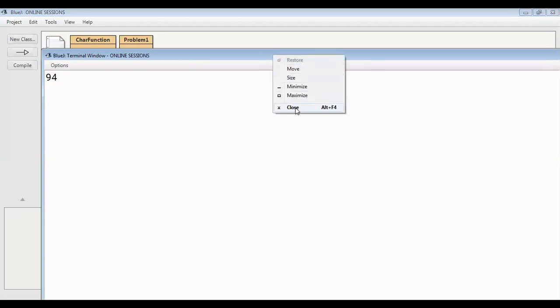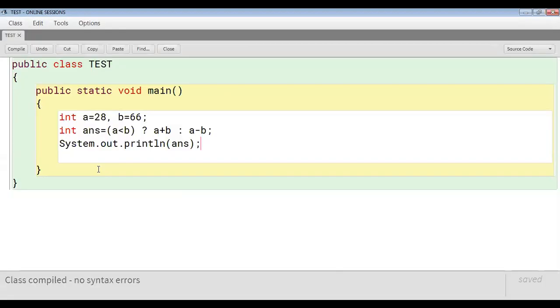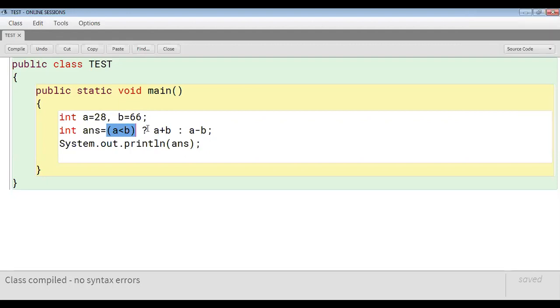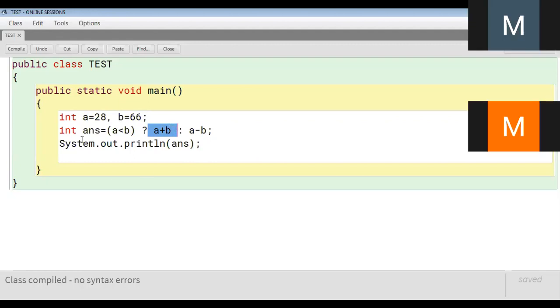Now let's understand how the answer is coming 94. So what's the value of A? 28. What's the value of B? 66. So A less than B, is it true? A is 28 and B is 66. Does this expression come out to be true? Yes, because B is bigger. So this expression comes out to be true. Since this expression comes out to be true, the computer will follow this expression and its value will get stored in a and s. So what is this expression resulting in? A plus B, 66 plus 28.